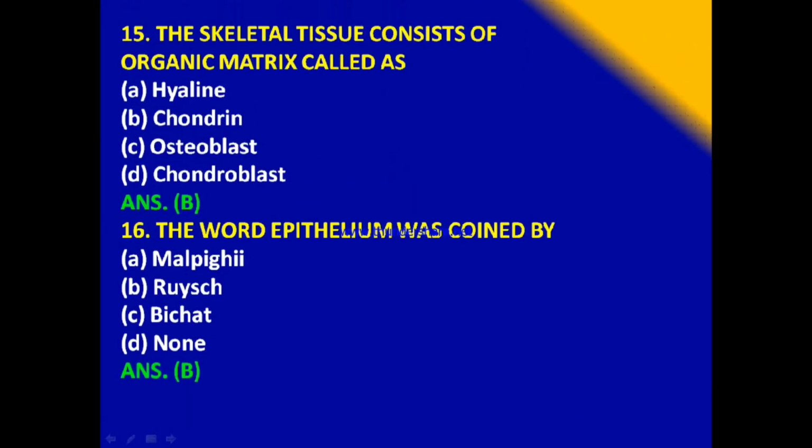The skeletal tissue's organic matrix is called as hyaline cartilage, chondrin, osteoblast or chondroblast. So the organic matrix of skeletal tissue is called chondrin. The word epithelium was coined by Malpighi, Ruysch, Bichat or none. So the answer is Ruysch. Ruysch was the first scientist who coined the term epithelium or epithelial tissue.